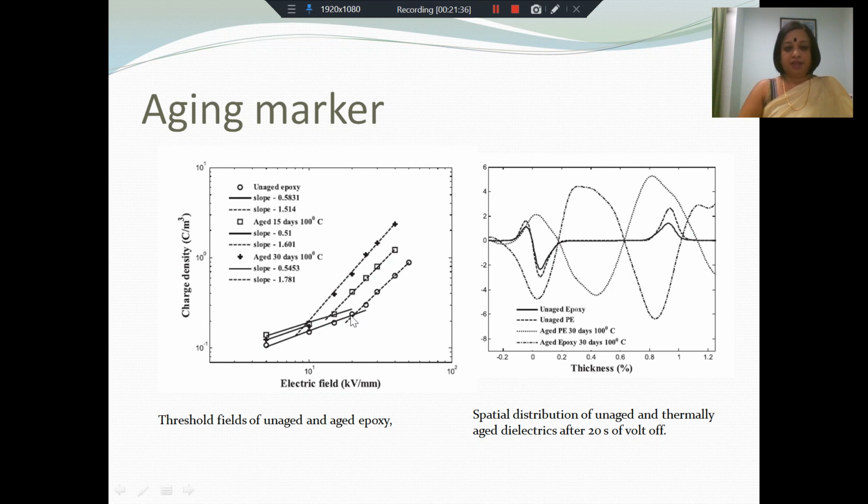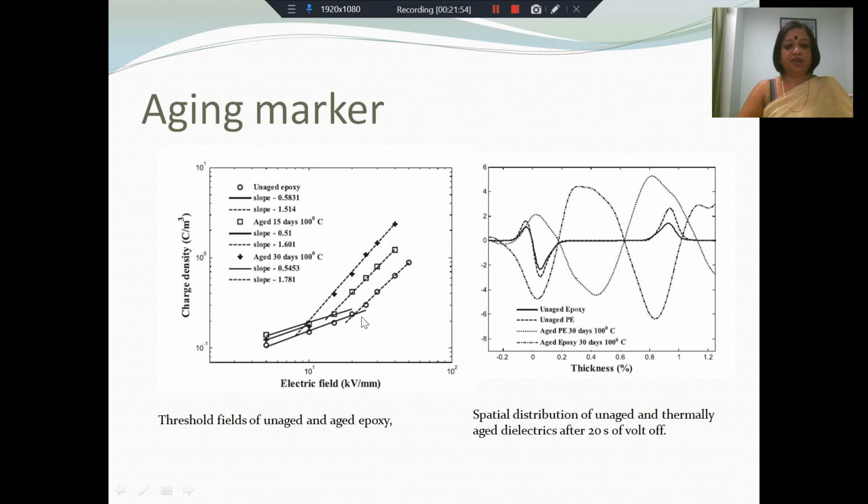But then we have the same epoxy, which is aged first for 15 days at 100 degrees centigrade, and then it is further aged up to 30 days. So this is after 15 days. This is after 30 days. Thermal aging is being carried out at 100 degrees centigrade.